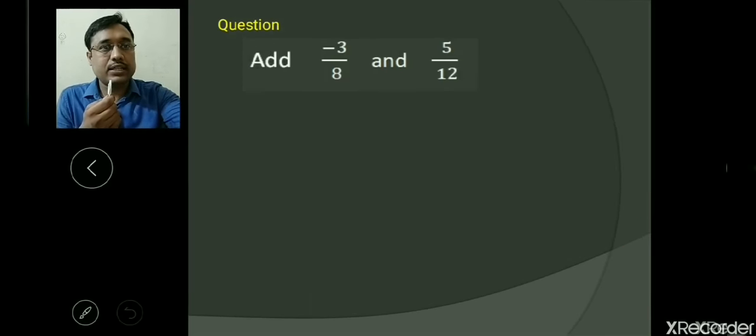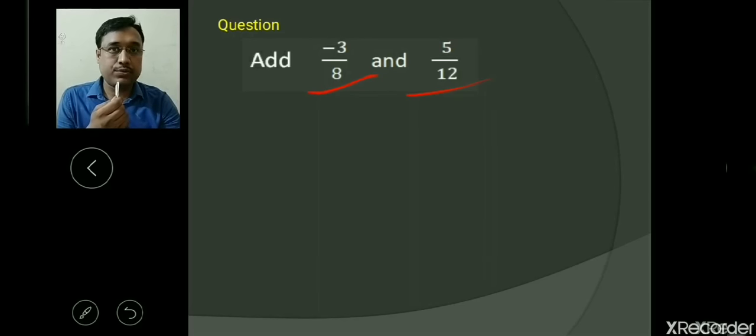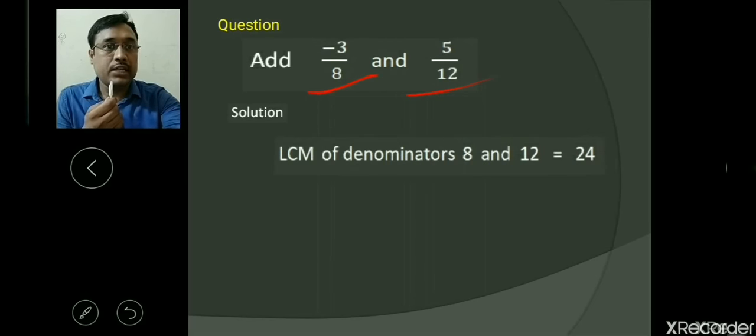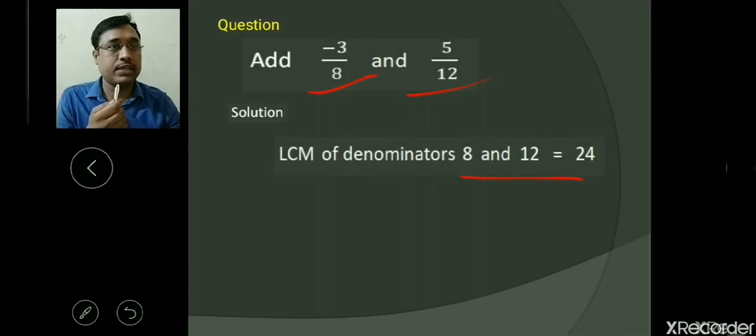So you can see the next step. Add minus 3 by 8 and 5 by 12. This is the question. Here you can see the denominators are unequal. Here 8 is given, here 12 is given. So the first step you will do is find the LCM. The LCM of denominators 8 and 12 is 24. You will find that it comes to 24.